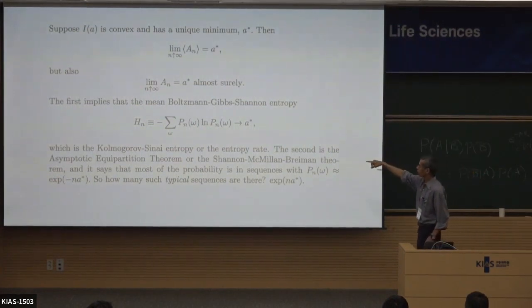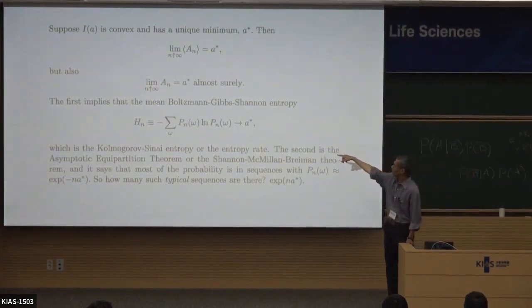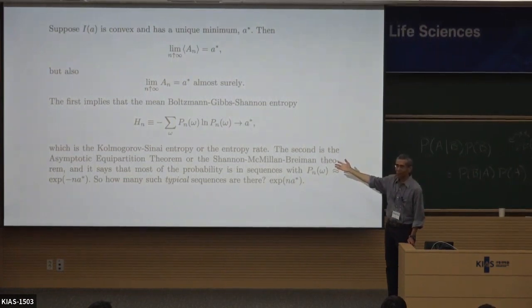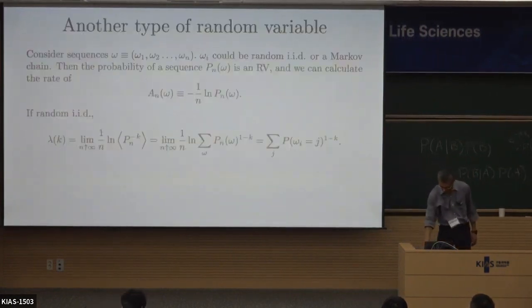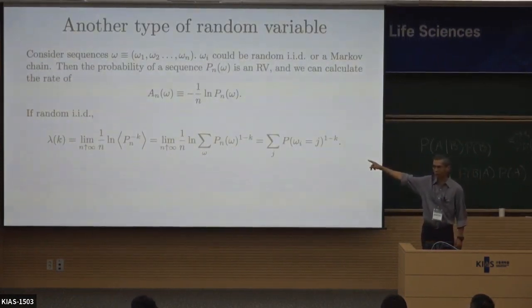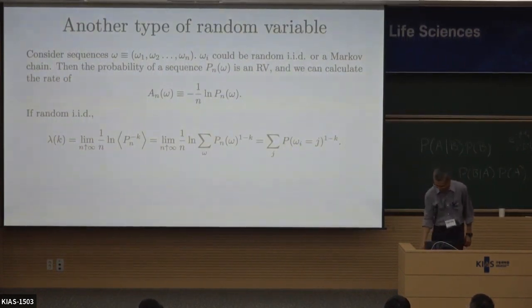Yeah. Well, it's just log of p n in that case. So p n is A star, and the sum over probabilities over all sequences is 1. It's n A star. No, there was a 1 over n in the definition: minus 1 over n log p n. Okay? Yeah.